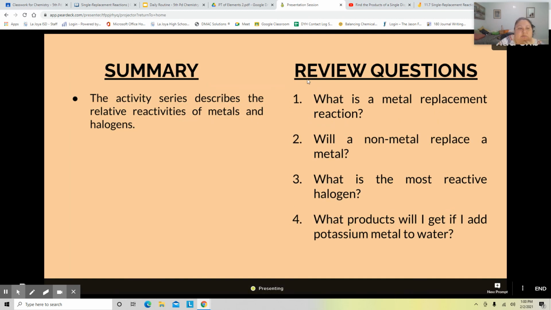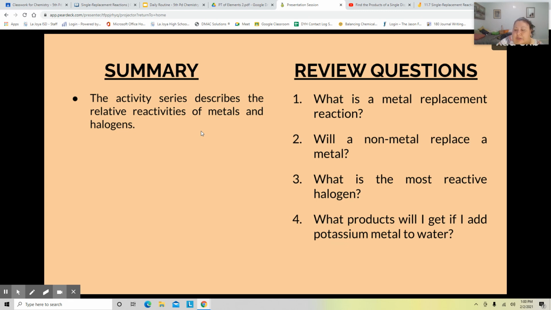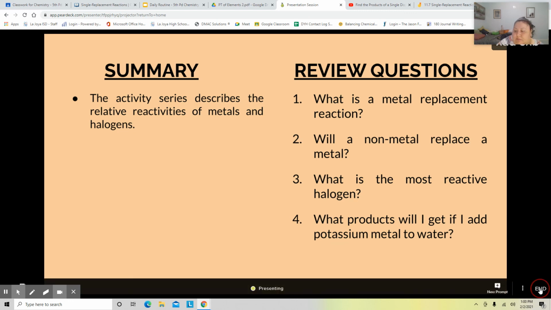All right. So in summary, the activity series describes the relative reactivities of metals and halogens. Review questions. What is a metal replacement reaction? Will a non-metal replace a metal? What is the most reactive halogen? And what products will I get if I add potassium metal to water? All right.